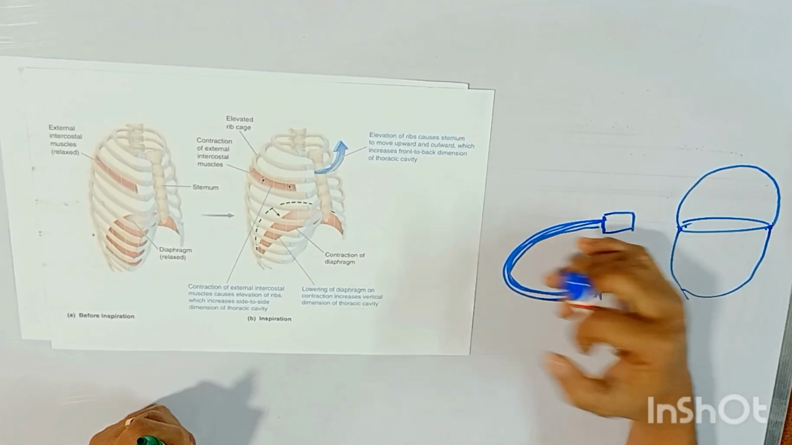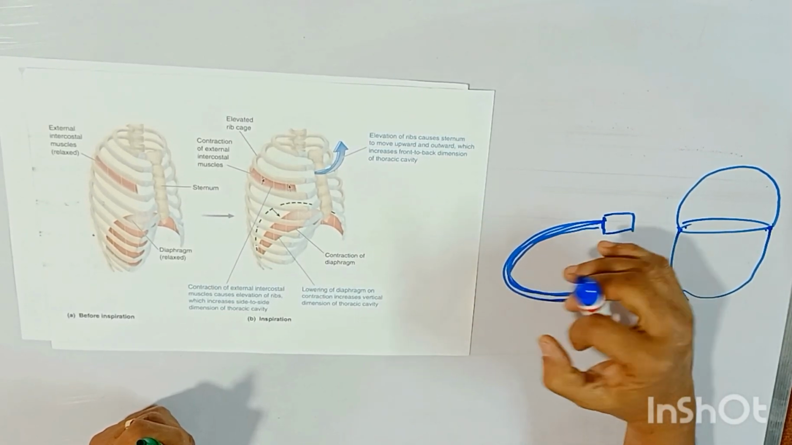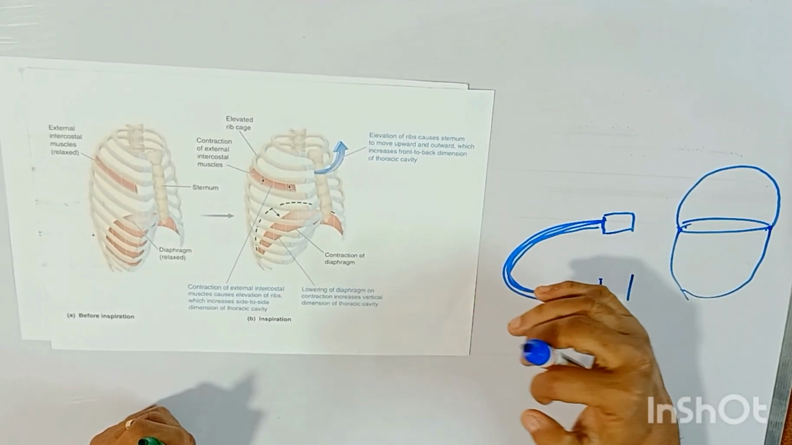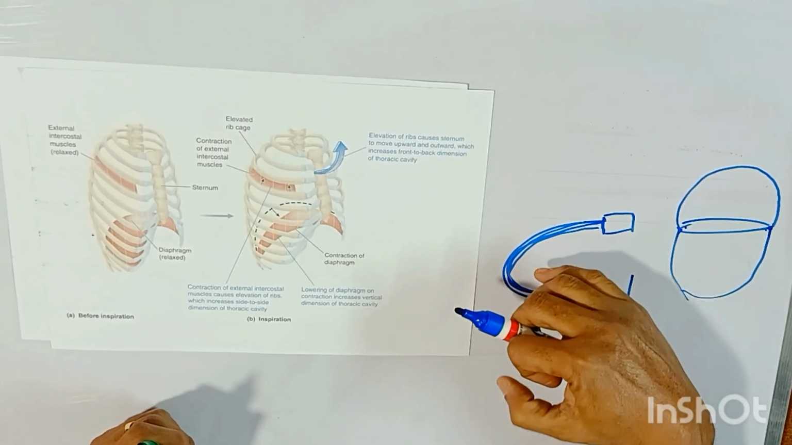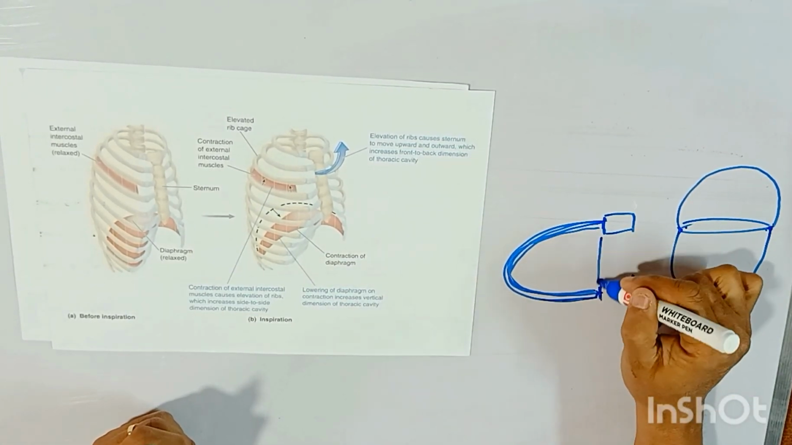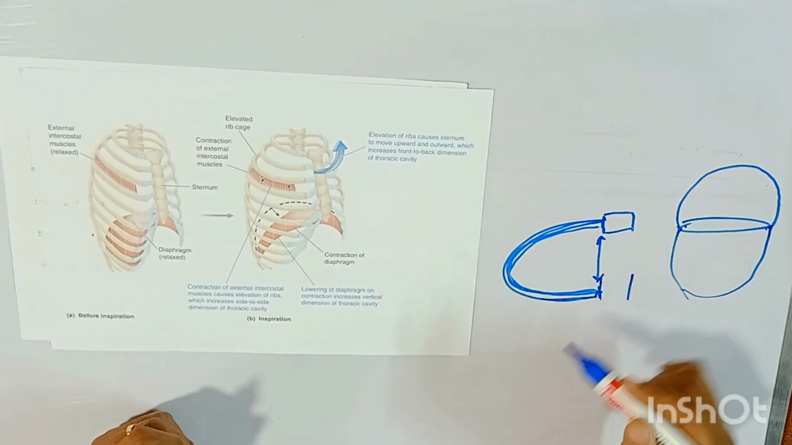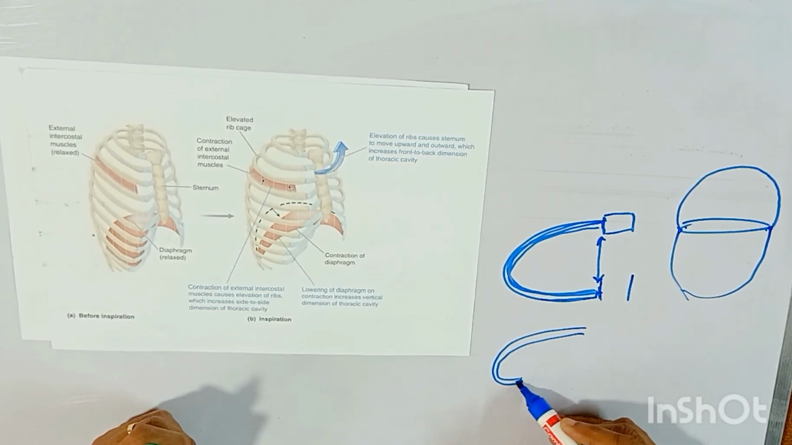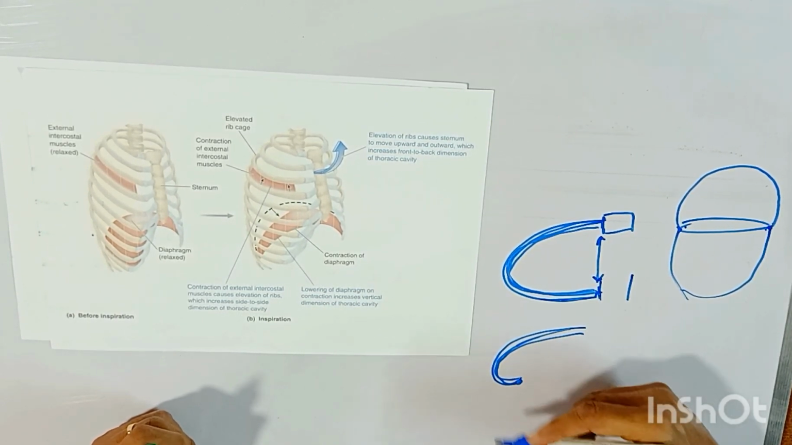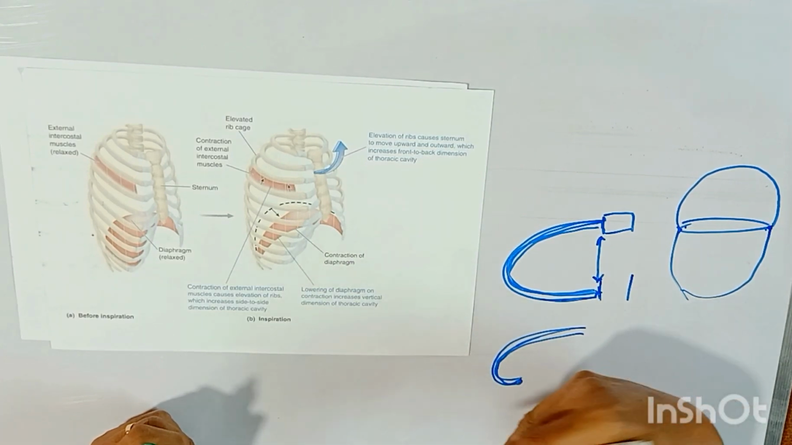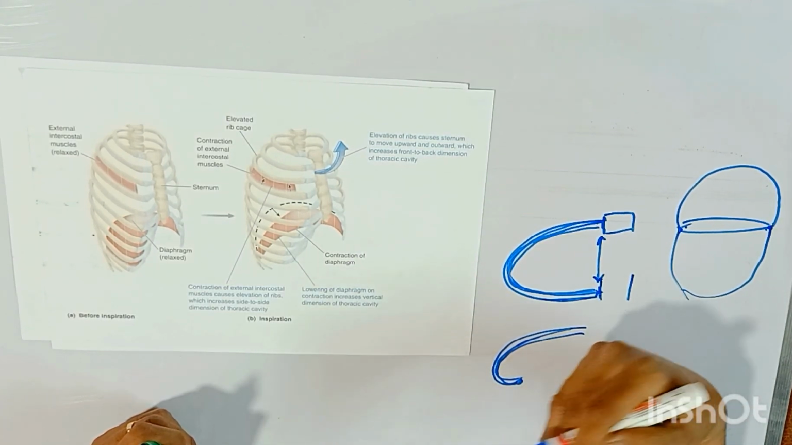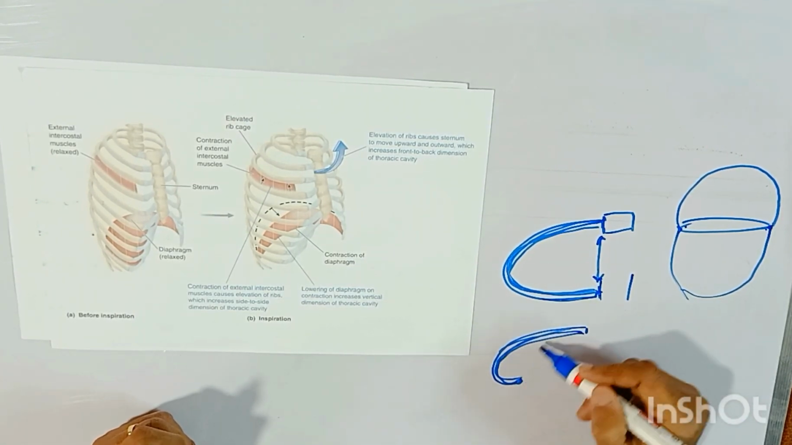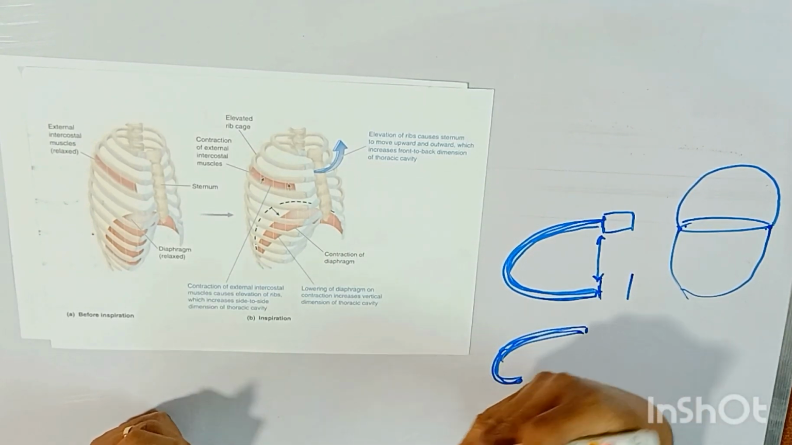So in bucket handle movement, the upper ribs which are joined in the front to the sternum move like bucket handles, and while they move up, they increase this dimension. But the lower ribs, which are attached like this, are like pump handles. They are floating here. They are not joined to the frontal portion. Why are they called pump handles? Because they are not joined on the frontal side of the body, and when this pump handle moves, they increase the dimension.